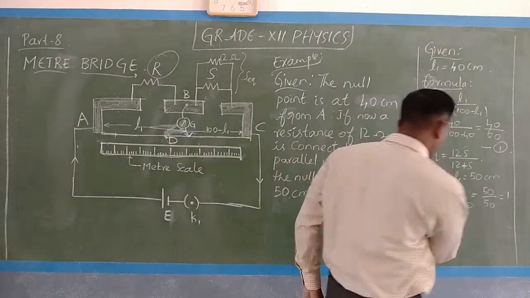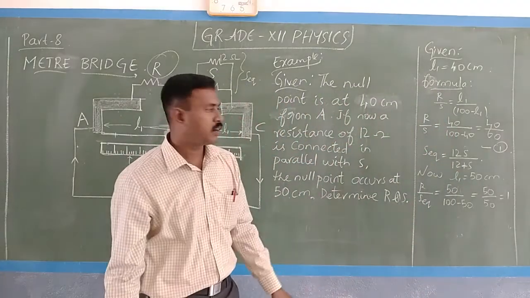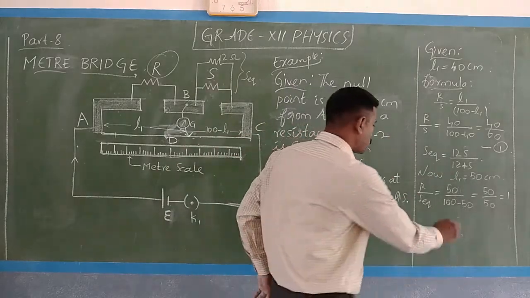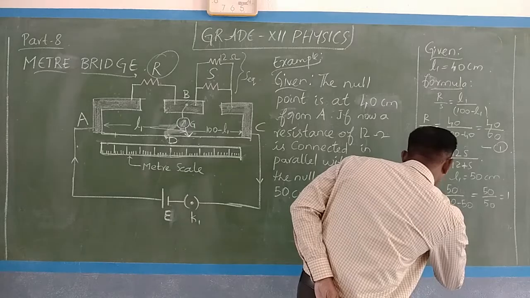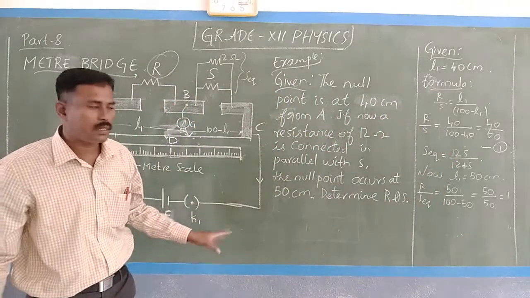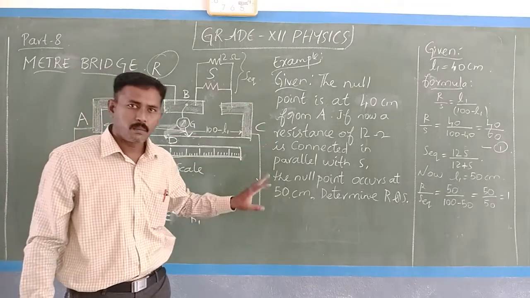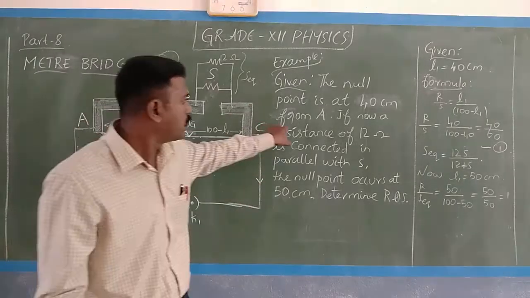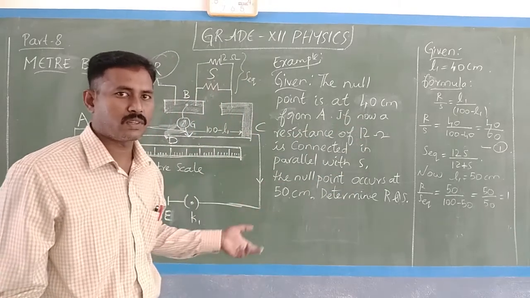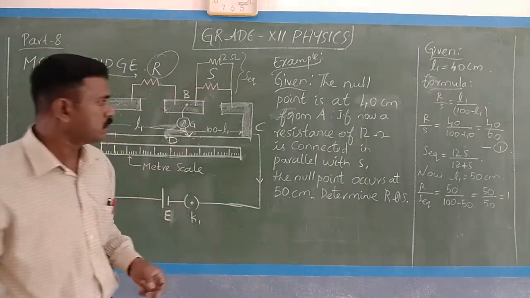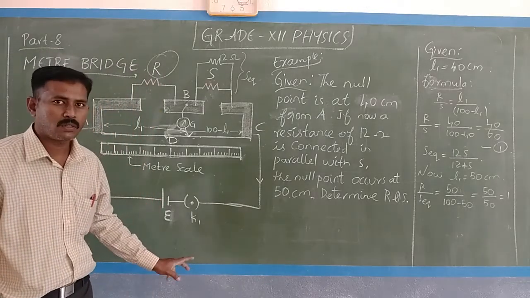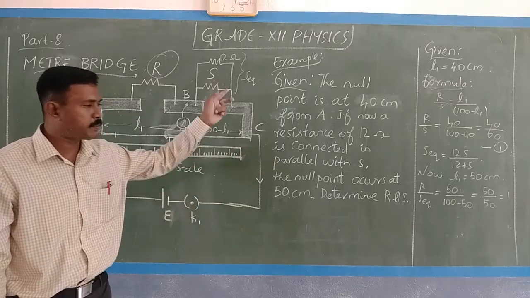So what is R by S equivalent? S equivalent is our value 12S by 12 plus S. So please write down this formula. First write down this question. It is a book example question. I have changed the values of the numbers. So you try this first. You copy it first, and then I will proceed.